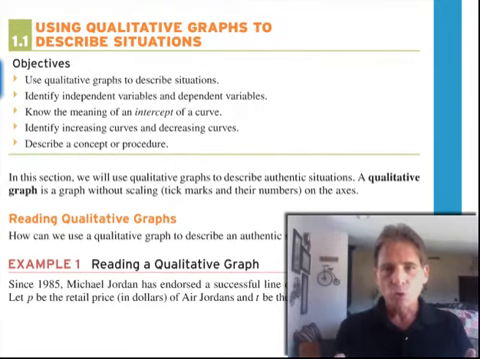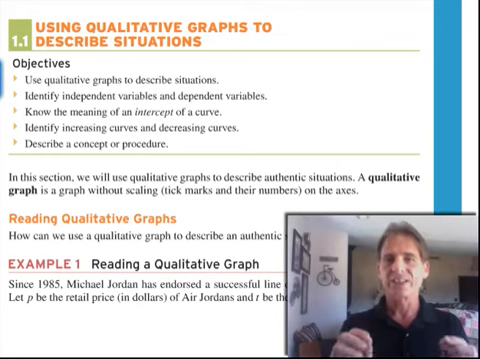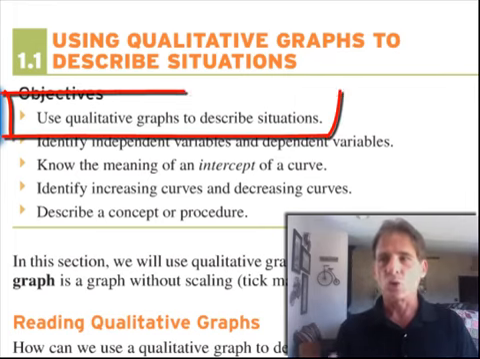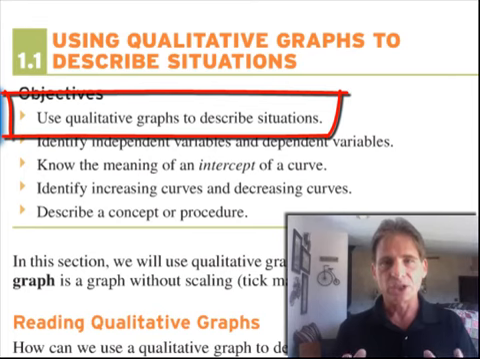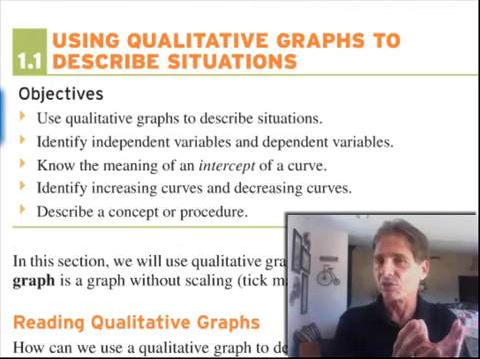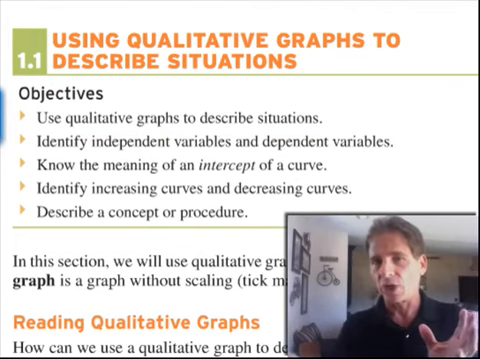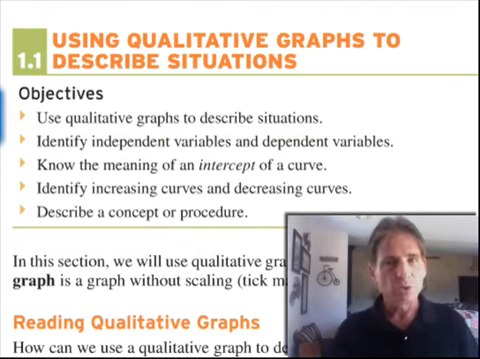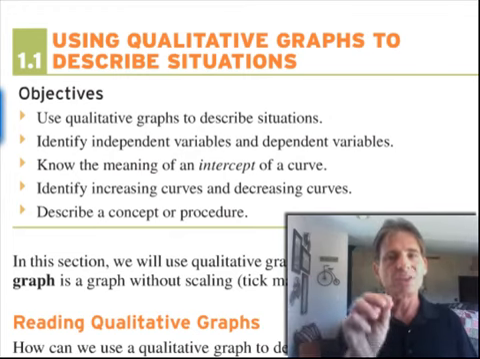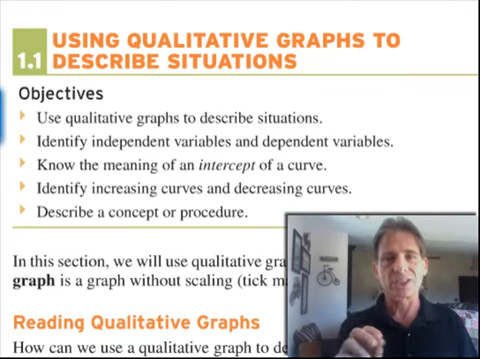However, whenever you go over a section, when you finish it up, you really should go revisit the objectives for that section. So here they are. I have not covered all of these in detail, but you would need to be able to, after this section, use a qualitative graph to describe a situation. The direction I went was I started with a situation and converted that into a qualitative graph. But you would also have to be able to do the reverse. You'd have to take a qualitative graph and describe the scenario or the situation that's occurring there.